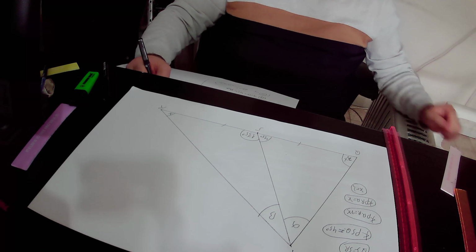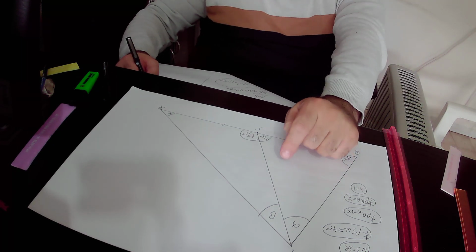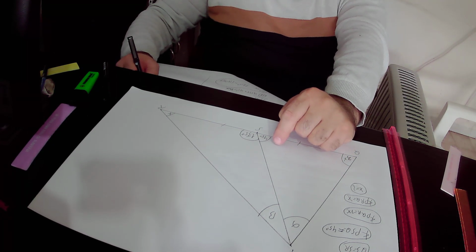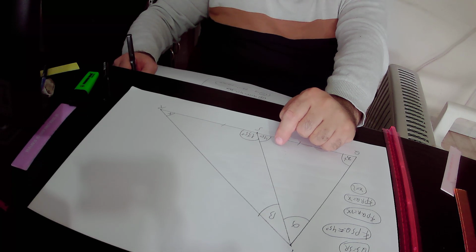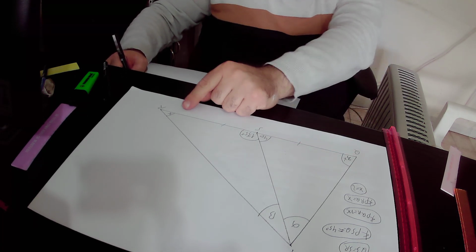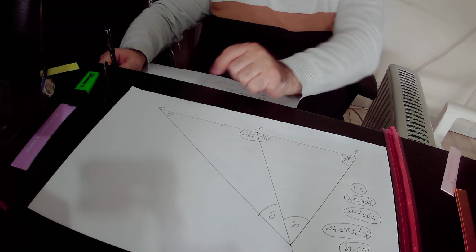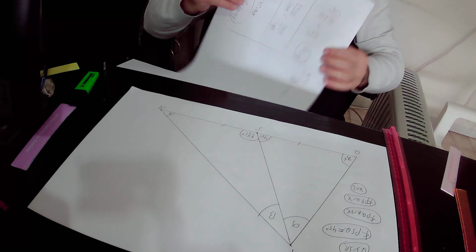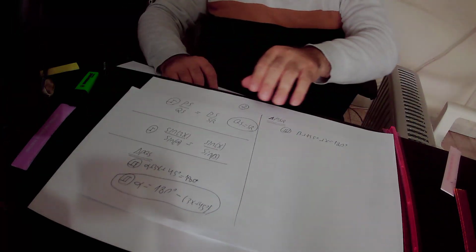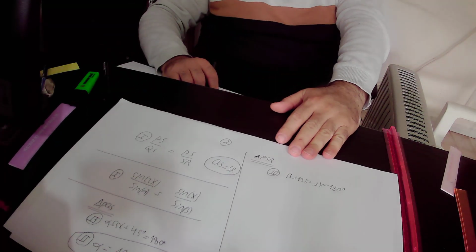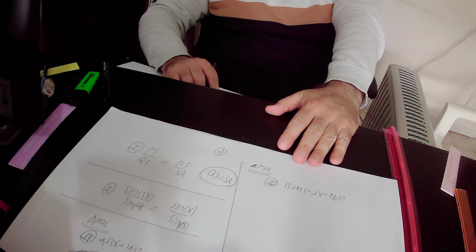That is to say, beta plus 135 degrees plus angle x must be equal to 180 degrees. I'll repeat again. The sum of the angles in triangle PSR must be equal to 180 degrees. That is to say, beta plus 135 degrees plus angle x must be equal to 180 degrees.